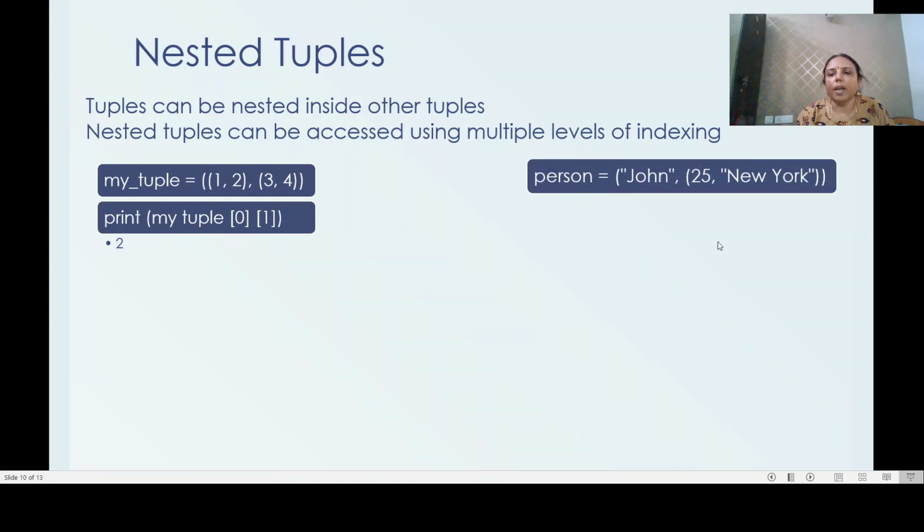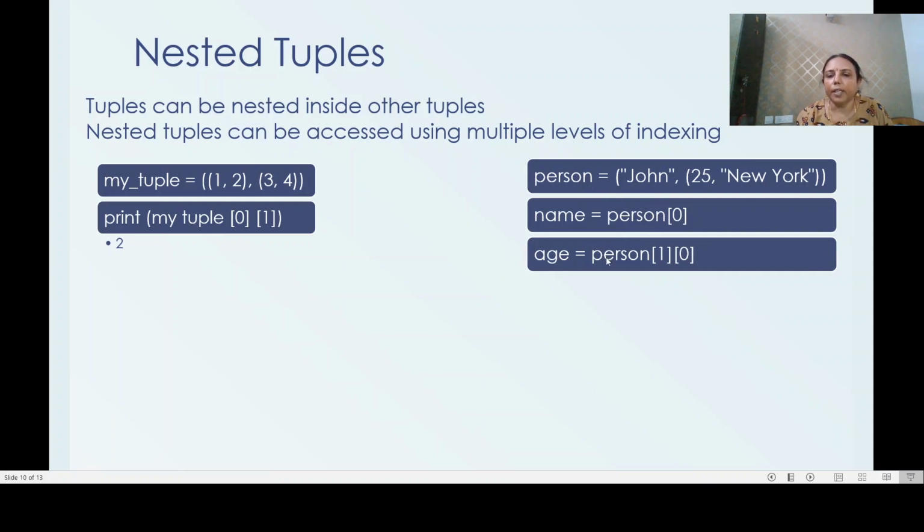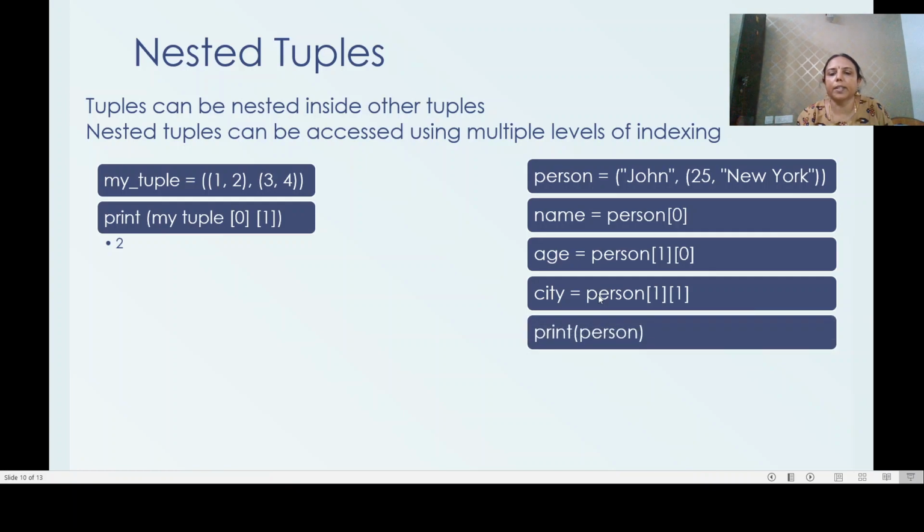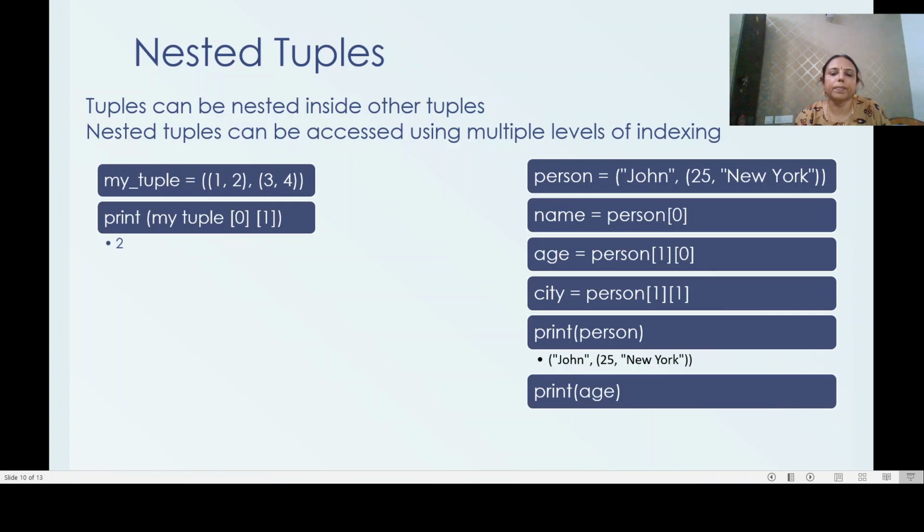So person, you can also have it like this. The first item is a normal string value, and the second item is a tuple. Now I can access it: if I refer to person of 0, it will return John. If I refer to person of 1, 0, it will return 25. And if I refer to person of 1, 1, it will return New York. So you can just print all those values.